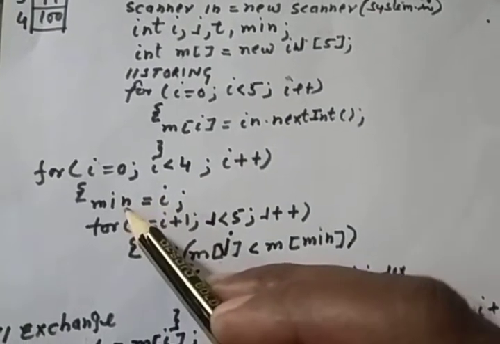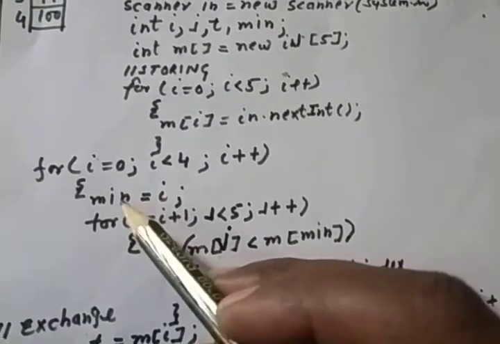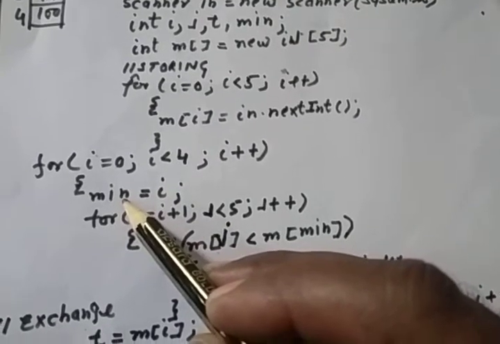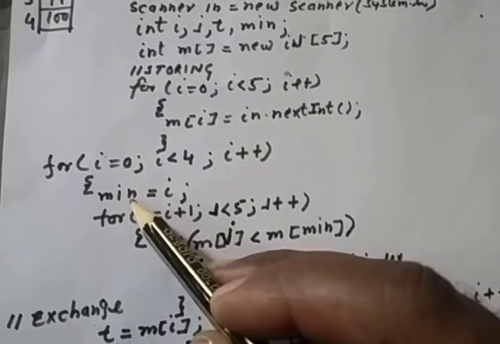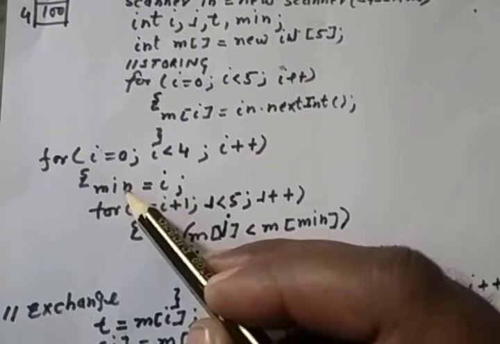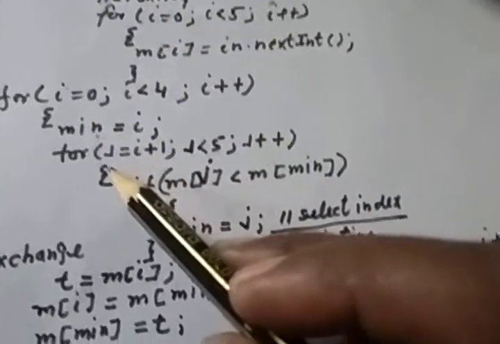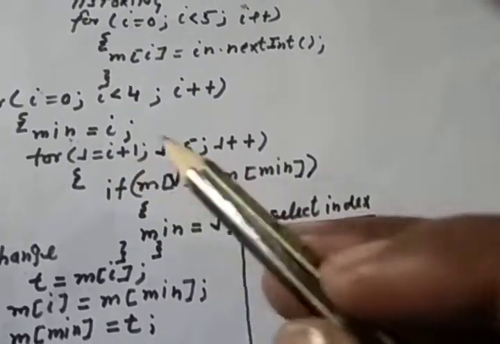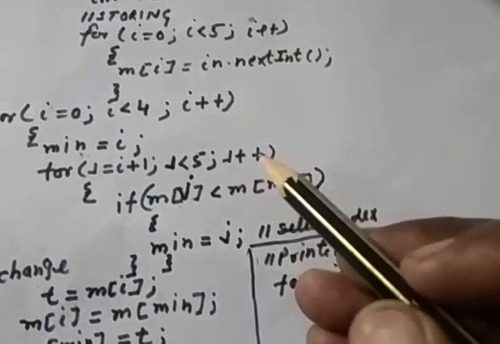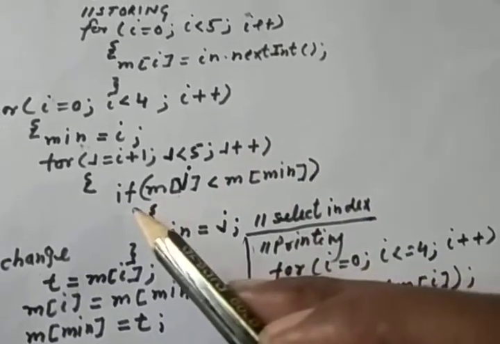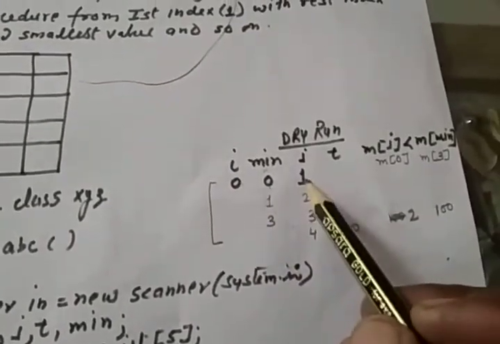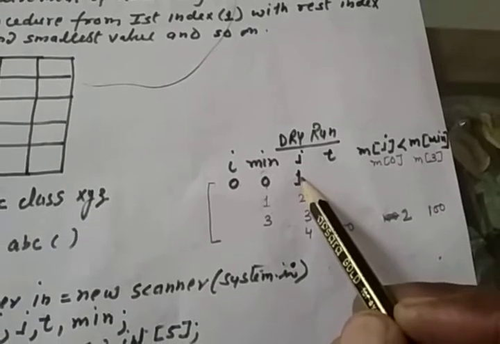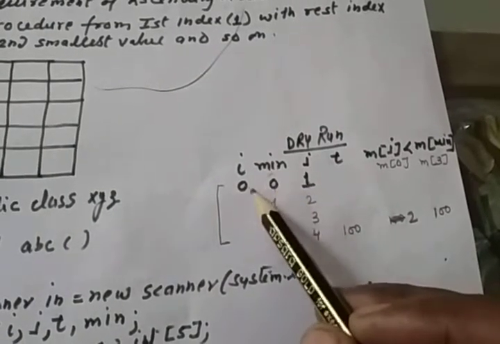Why are we taking min? Because when we compare, the index of the smaller value will always be stored in the min variable. Then for j equal to i plus 1, j less than 5, j plus plus. What is the concept? If m[j] is less than m[min]: here j is 1, because j equals i plus 1, and min is 0, since i is 0.